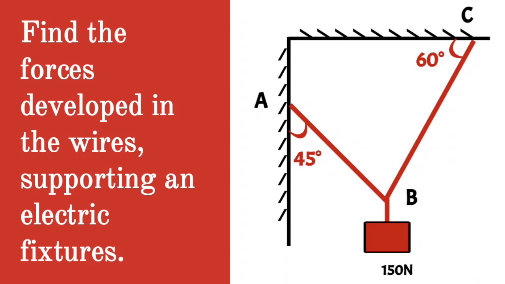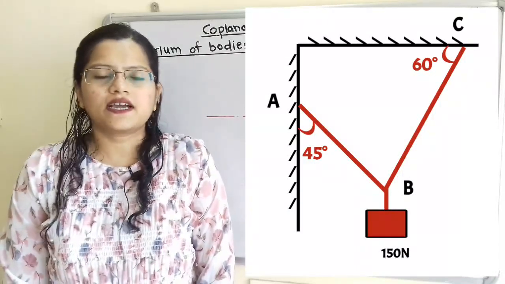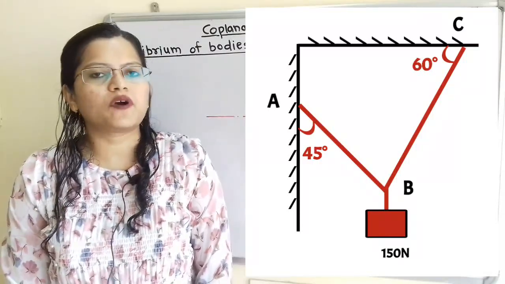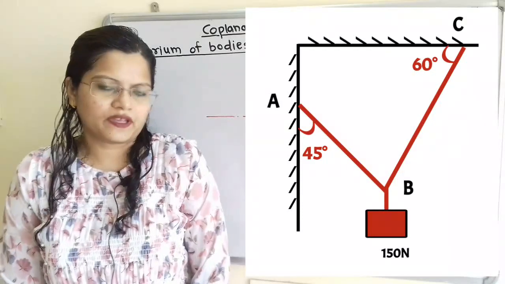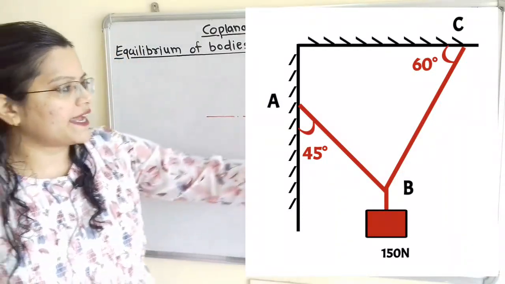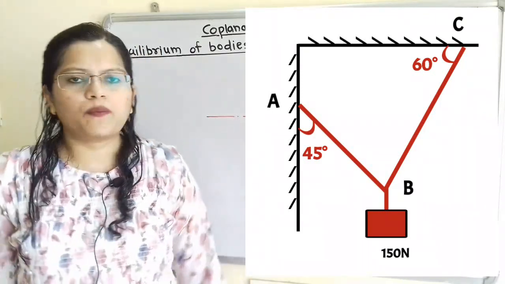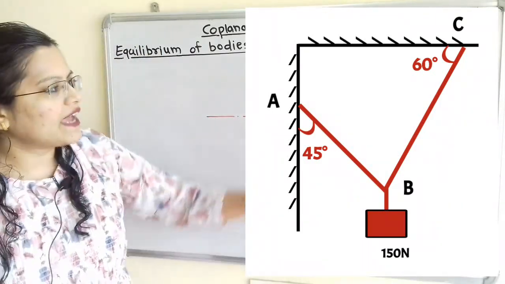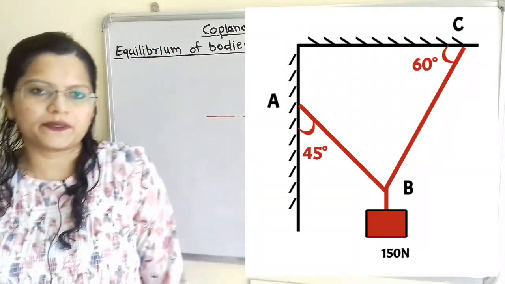Given the question, find the forces developed in the wires supporting an electric fixture. Let us understand how to draw the free body diagram when the system is in equilibrium. If we observe the given diagram, the weight 150 Newton is connected to the point B. The wires AB as well as BC have a common point B.